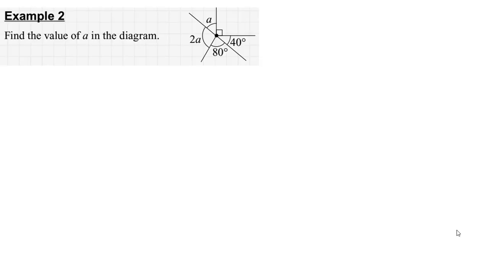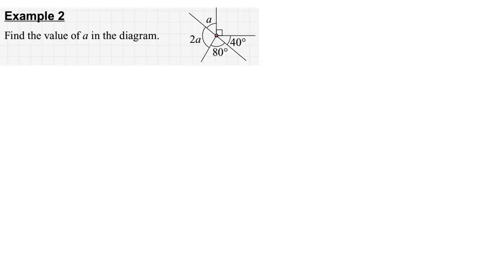So looking at example 2 here, if you want to pause the video and try finding what angle A is. They would like you to find angle A. So I'm going to pause the video and just try that quickly before I go over it. Okay, hope you've tried it. So I'm just going to go through it quickly.